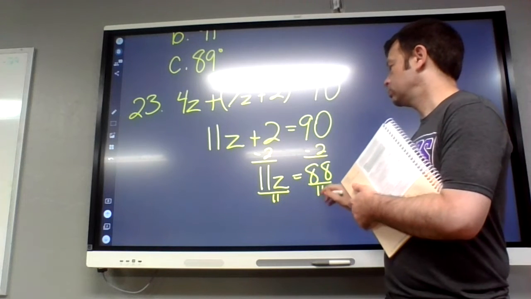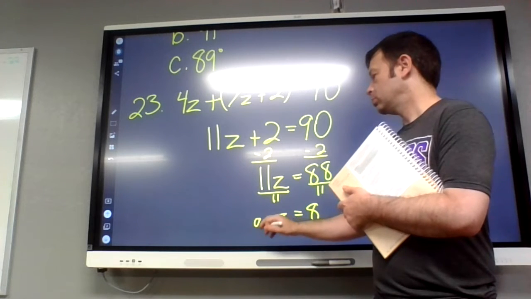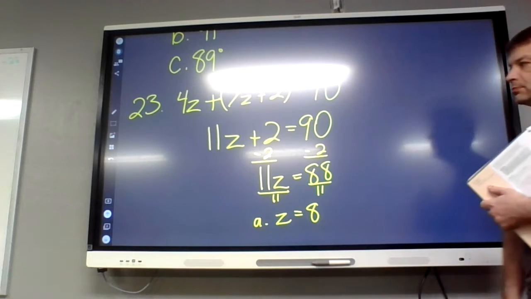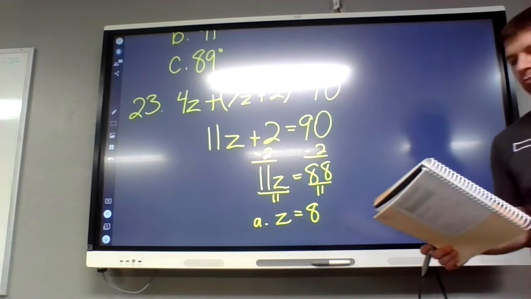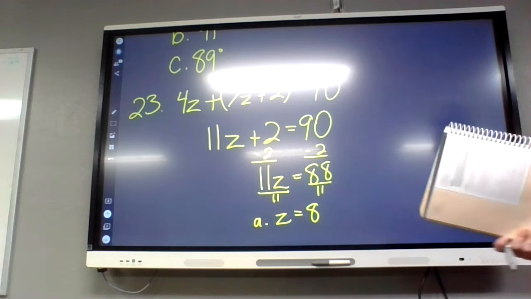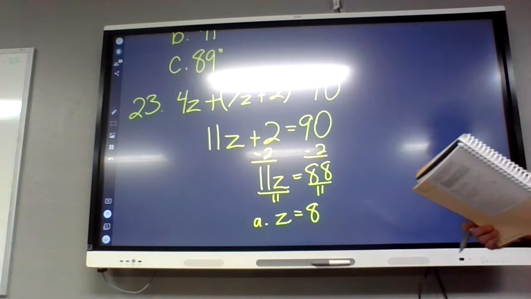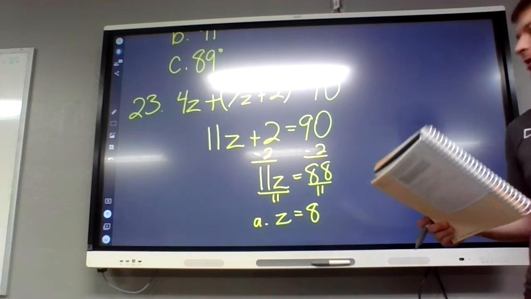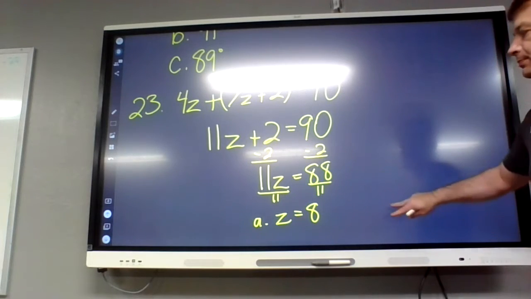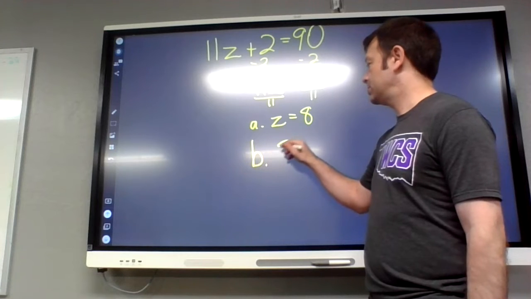And then it'd be 32 and the other one was 68. Okay, on B it says we're supposed to find angle GHJ, the top one. So how could we do that? 4 times 8, 4 times z, 32.